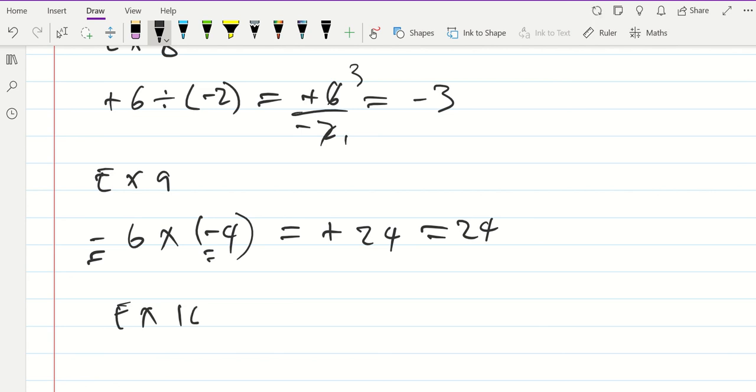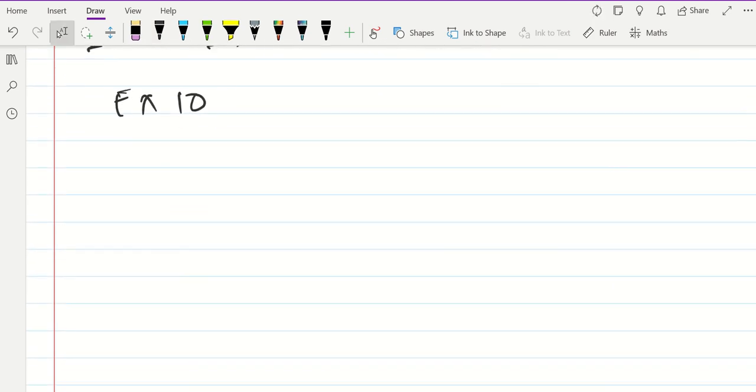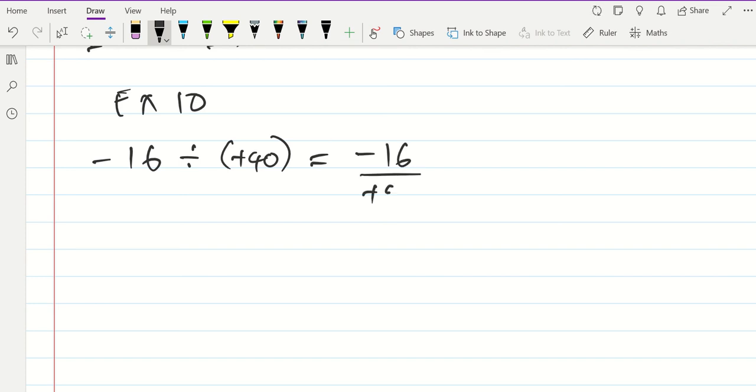So example number 10, doing a lot of examples so that you could get how this directed number thing works, and from here onwards you'll be fine. So example number 10 is going to be -16 divided by +14. So this is going to be -16 divided by +14. So a negative divided by a positive, it still gives you another negative.